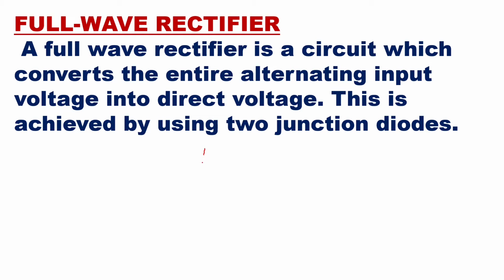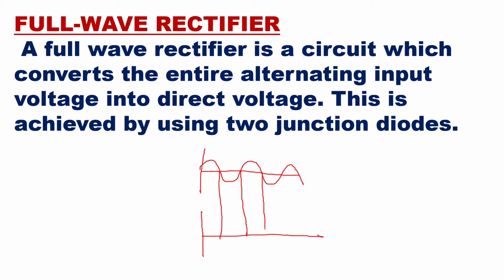Now, if the input is an alternating quantity like this, with a positive half cycle and a negative half cycle, then for every input half cycle the output will remain in one direction only. Here in this case we will show that the output remains only in the positive half cycle. If it is having output like this, then it is called a full wave rectifier. This is the input and this is the output.